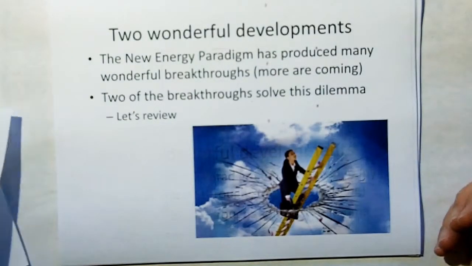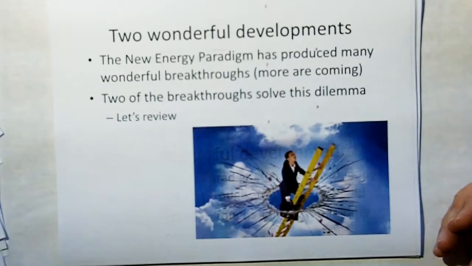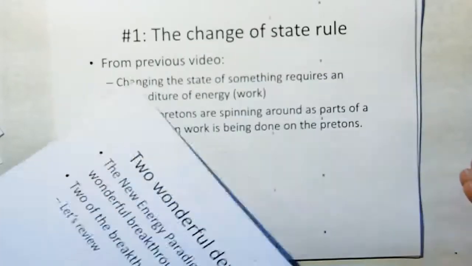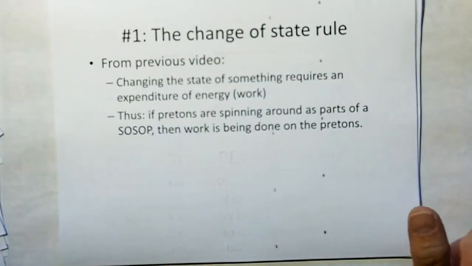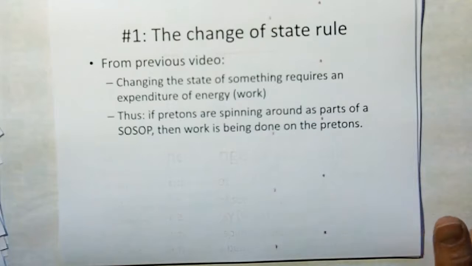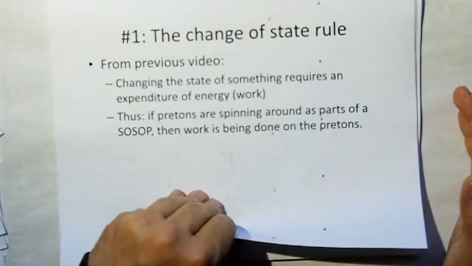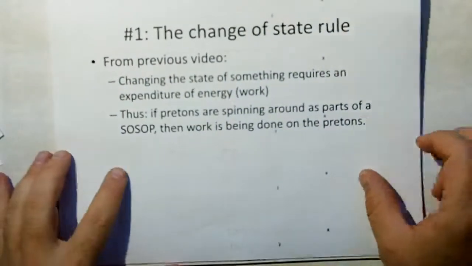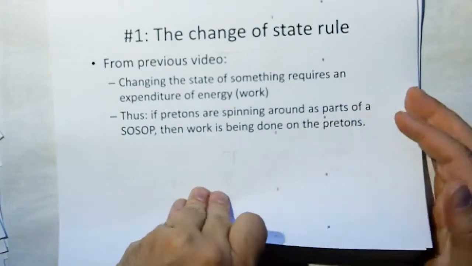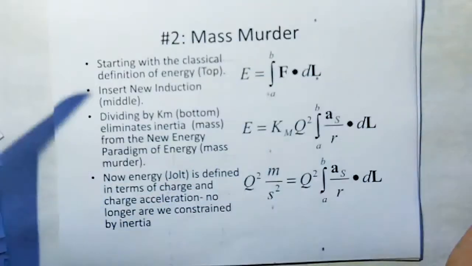Well, two wonderful developments have fixed this problem. The new energy paradigm has produced many breakthroughs, but two of them solve this dilemma. Let's review what those breakthroughs are. The change of state rule: changing the state of something requires an expenditure of energy. Thus, if protons are spinning as parts of a secondary system of protons, then work is being done on the protons. And actually, in the next video, we come to the conclusion that you have to drive protons to move them through the ether, and so there is a reaction from the ether. We'll get to that later. So we do have that.